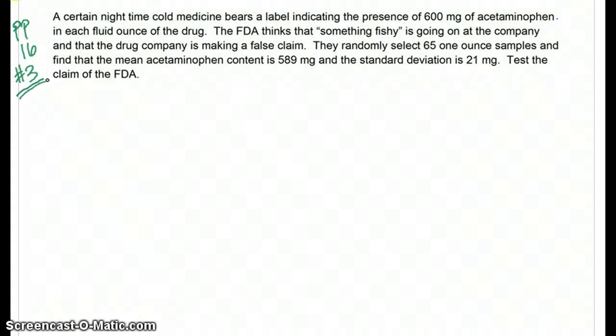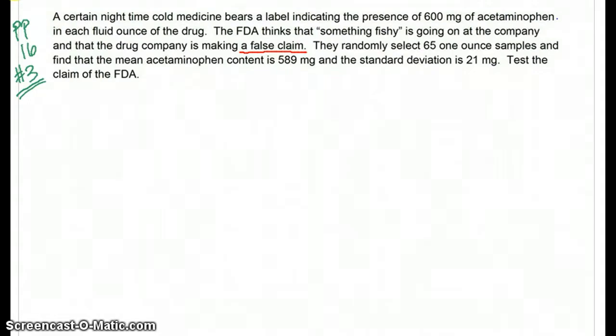We're looking at this problem about a certain drug company and the amount of effective acetaminophen that they put in each of their drugs, and the fact that the FDA thinks something fishy is going on at the company, and that the drug company is making a false claim. Now, this is interesting. False claim. They randomly select, we test the claim. Nothing is given, so as I was saying, this is a little different. We're going to have a two-tailed test.